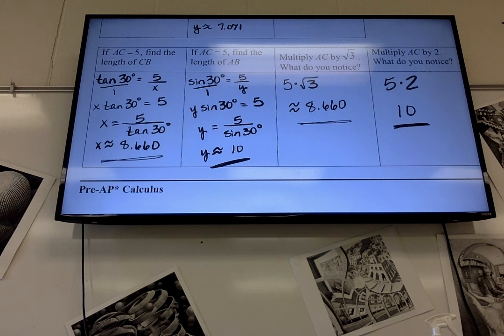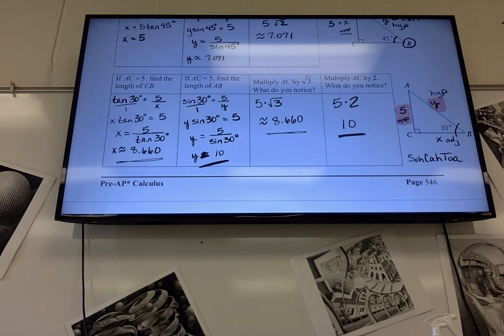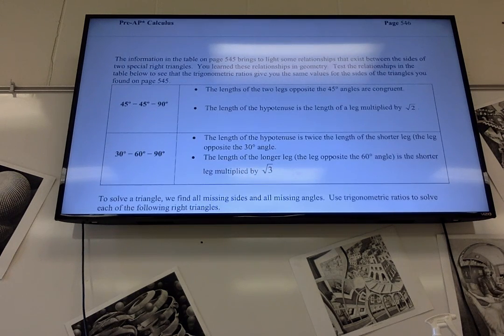Oh, I don't know why that should be exactly 10. Isn't that like a shortcut for... Yes, yes. Both of these angles are shortcuts. And then we just figured out what they were. And they are actually on the next page.